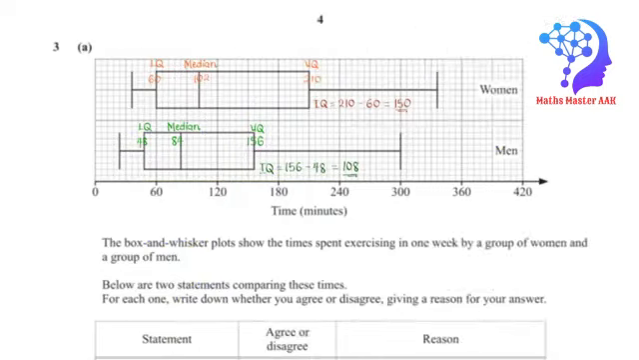The box and whisker plots show the times spent exercising in 1 week by a group of women and a group of men. Below are 2 statements comparing these times. For each one, write down whether you agree or disagree, giving a reason for your answer.